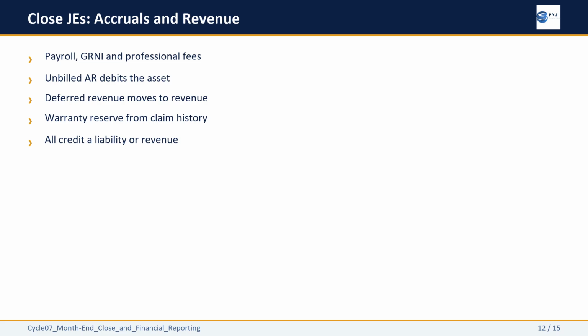On the revenue side, unbilled AR debits unbilled accounts receivable and credits revenue for work earned but not yet invoiced. Deferred revenue recognition debits deferred revenue and credits revenue as you satisfy the obligation. And the warranty reserve debits warranty expense, computed from sales times your historical claim rate, crediting the reserve.